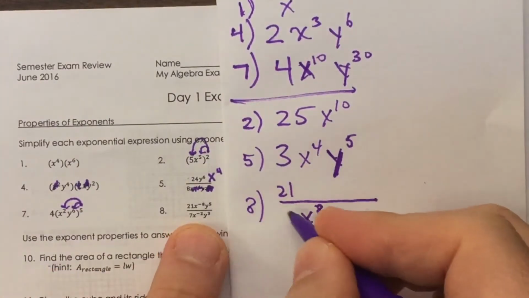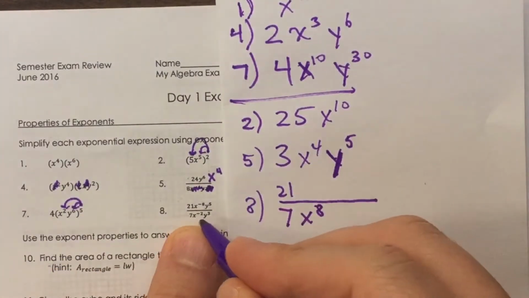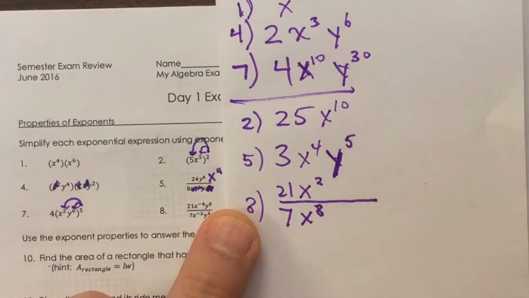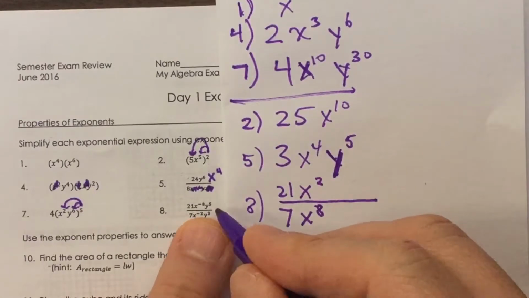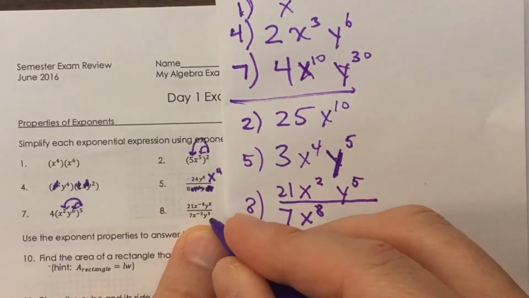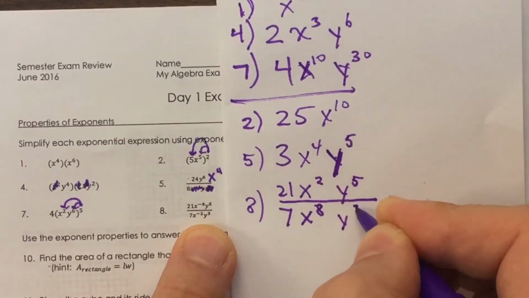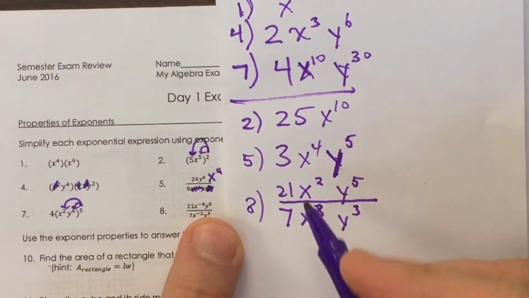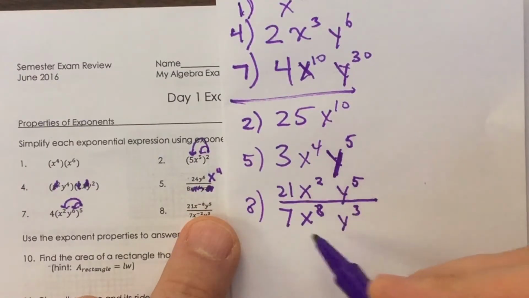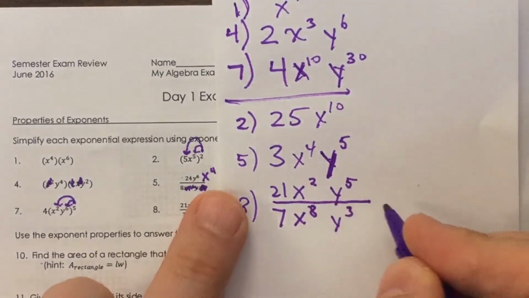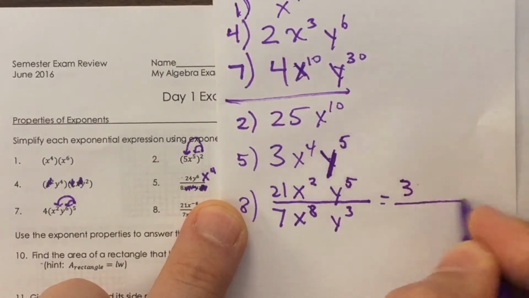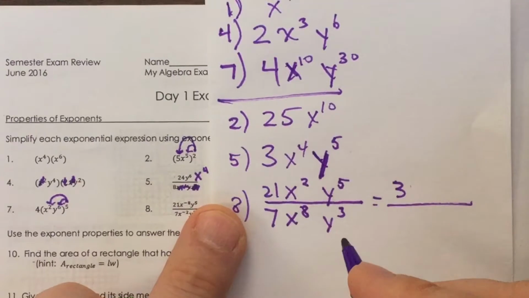I am going to write the 7 downstairs, but instead of that x to the negative 2 downstairs, I'm going to write x to the positive 2 upstairs. All right? And all I have left is my y to the 5th on top, my y to the 3rd on bottom. Okay, so now we just have 3 little math problems. The 21 divided by 7, and then deal with my x's, deal with my y's. 21 divided by 7 is 3. It's going to be 3 on top because the 21 was on top, the bigger number.